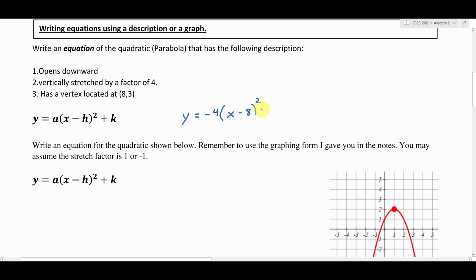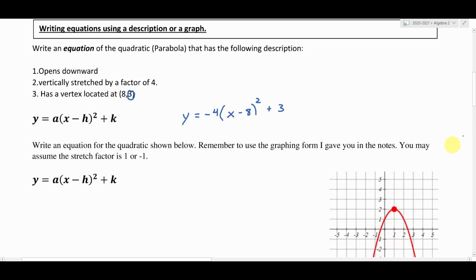Don't forget to put your square on the parentheses because it is a parabola. And then the k value is our up and down movement. We can get that from the y value inside of the vertex. If it was located at 8, 3, that means it went to the right 8 and then up 3. That's where the vertex is located because that's how the parabola has shifted. So I've got a plus 3 on the end. And this becomes my equation. It's a lot like fill in the blank, with your 3 blanks being the a, h, and k values, which you need to extract from the clues that they give you.